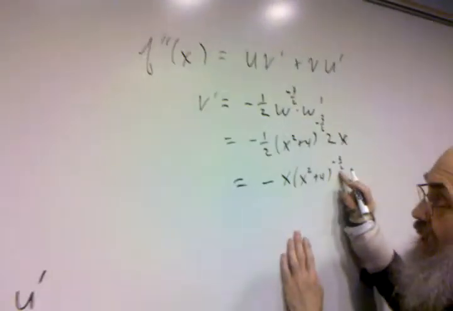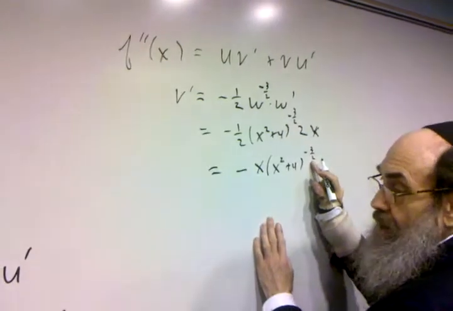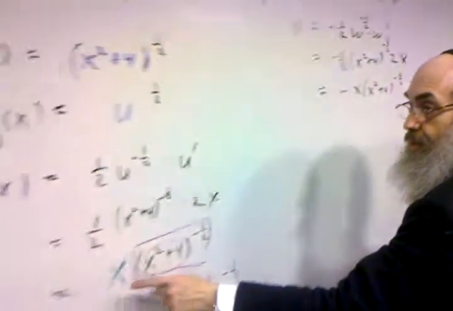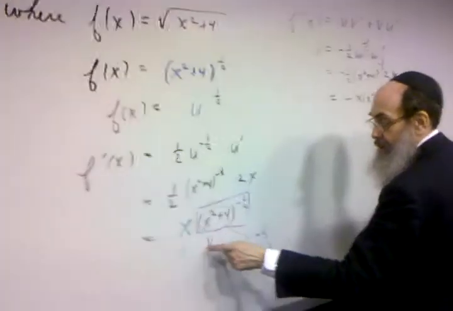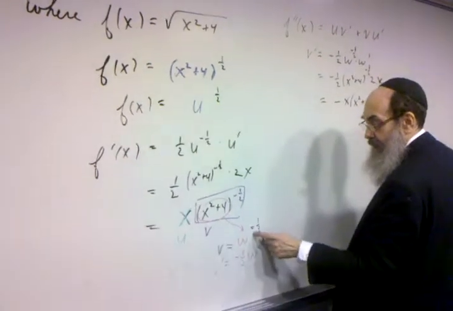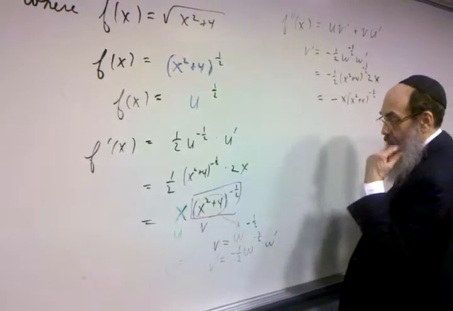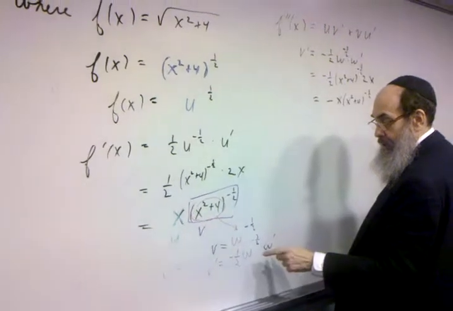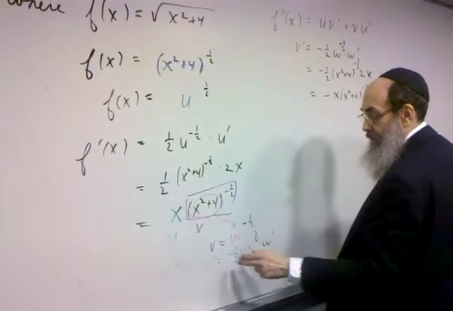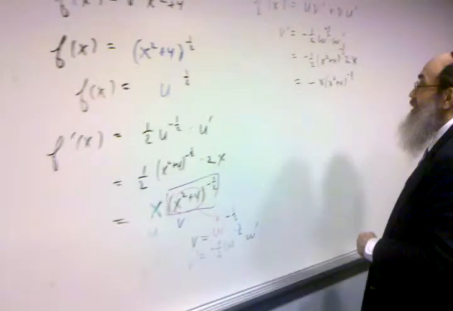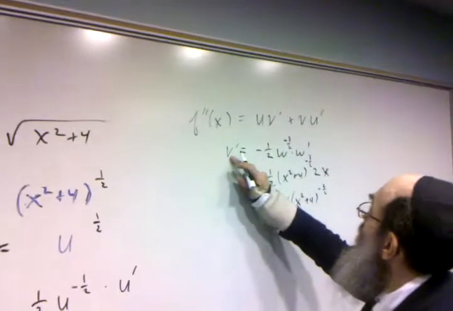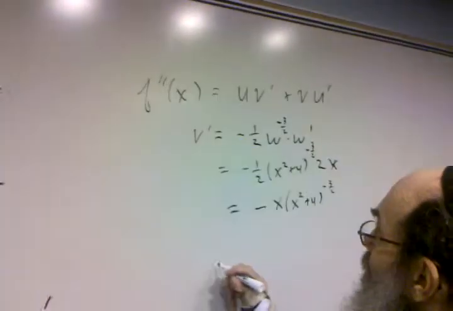So to get v prime, just notice we had to make the problem u times v, and we made v w to the minus a half. We computed v prime with the chain rule. So we're using the product rule and then the chain rule. Ultimately, we're going to put all this in for v prime right there.